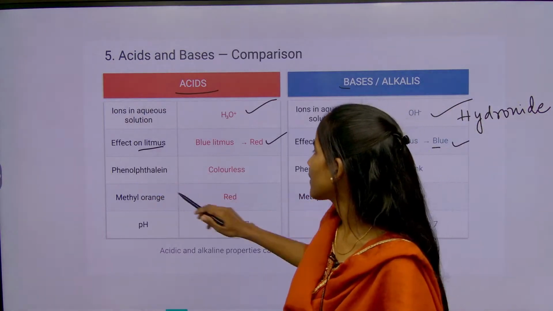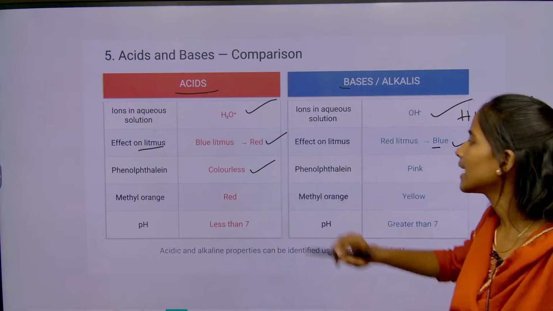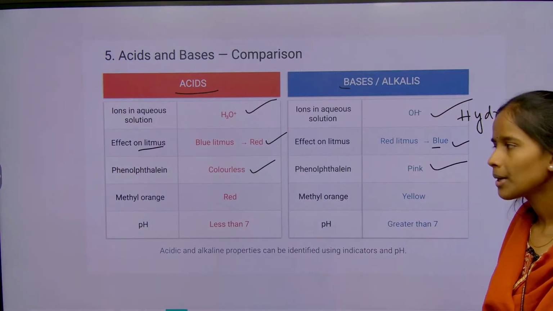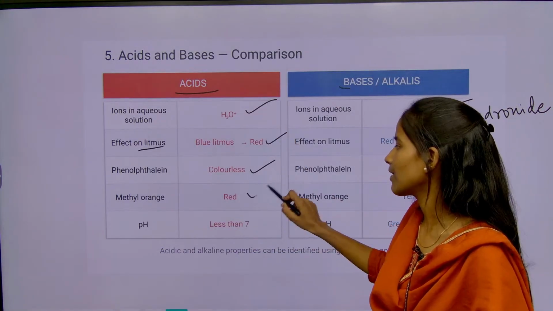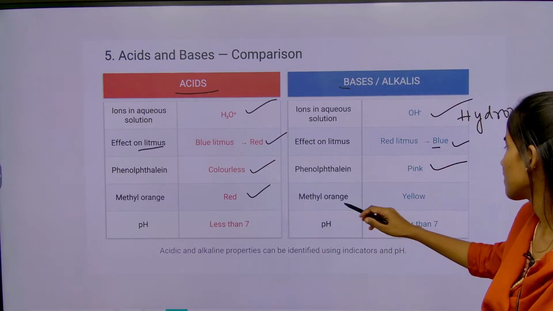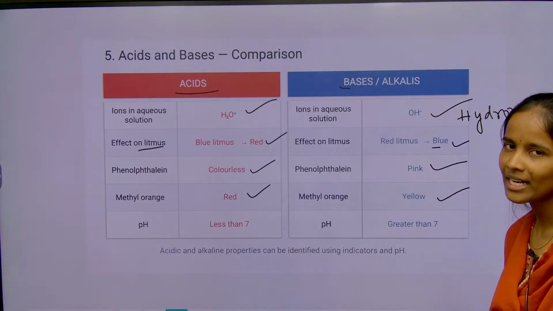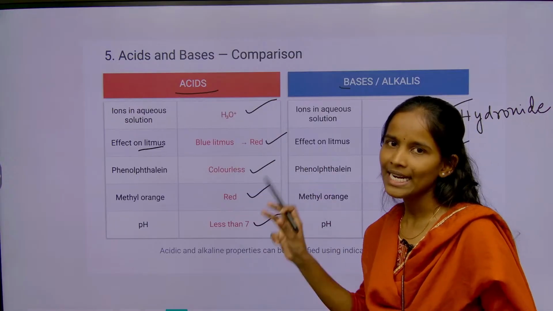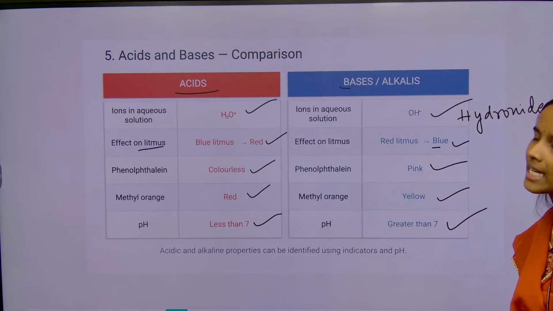Next, phenolphthalein. Acids, in the presence of phenolphthalein, give colorless, whereas bases turn it pink. What is next? Methyl orange. In acids it will give red color, whereas in bases it will give yellow color. And pH paper, we have discussed: less than 7 we will call acids, exactly 7 we will call neutral, and greater than 7 we will call bases.